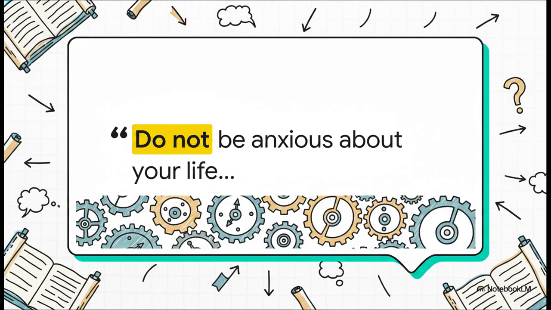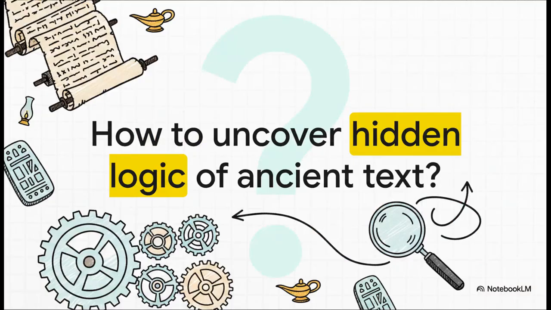Now, this text feels incredibly familiar, right? Do not be anxious about your life, what you shall eat, or what you shall drink. You have likely heard that 1,000 times. But today, we're looking way past that familiar surface to see the hidden mechanical gears turning underneath. When you read a text this well-known, it is so easy to just glide right over the profound logical structure the author is building. So how exactly do you uncover the hidden logic of a 2,000-year-old argument?